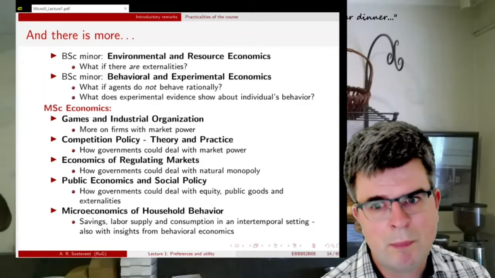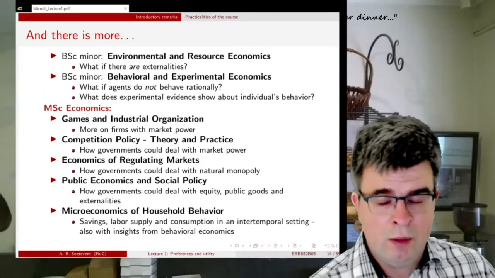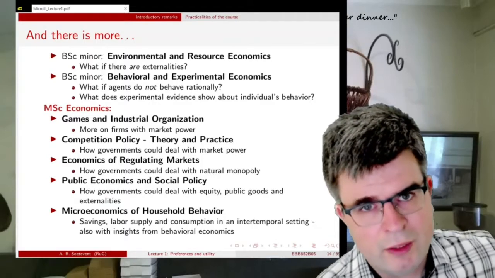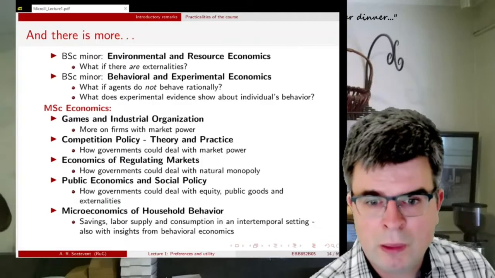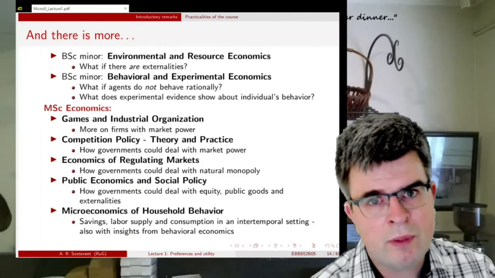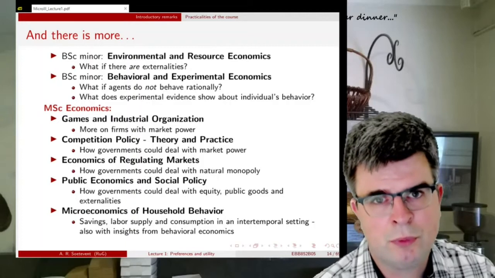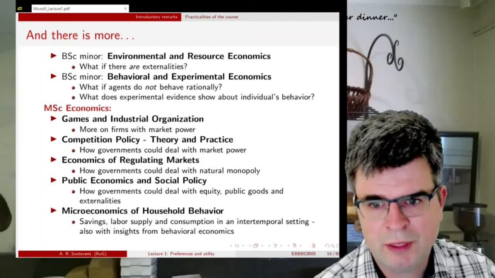Then there's a course in public economics and social policy. So how should government establish fair outcomes in society? How should public goods be allocated, and who should pay for them? And how should externalities be addressed?